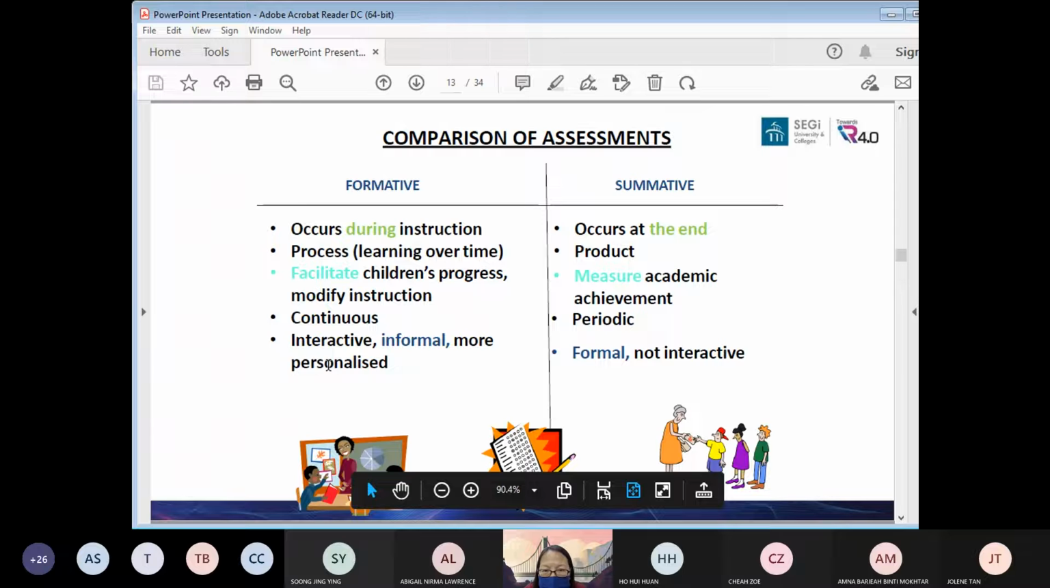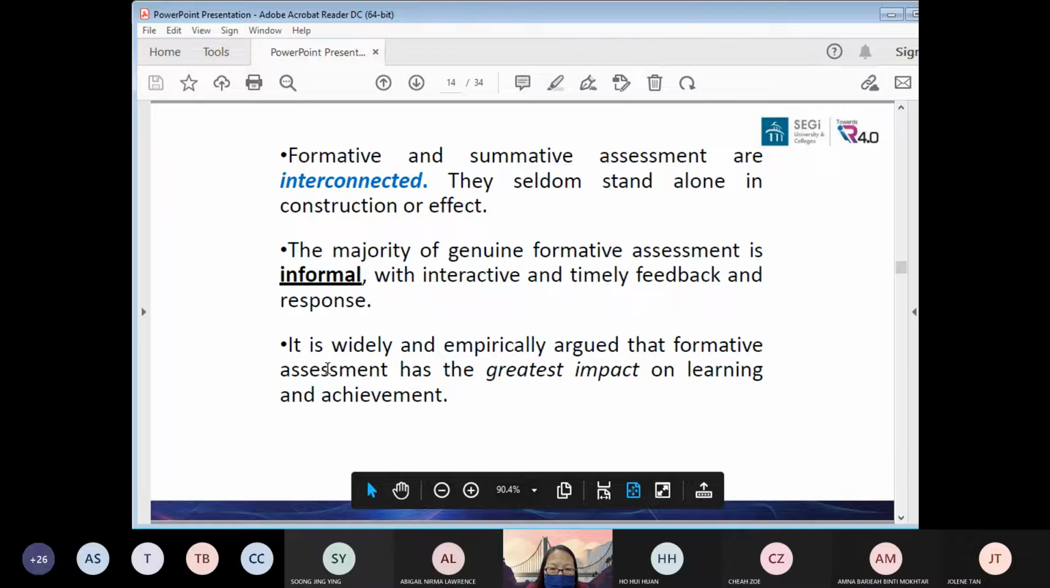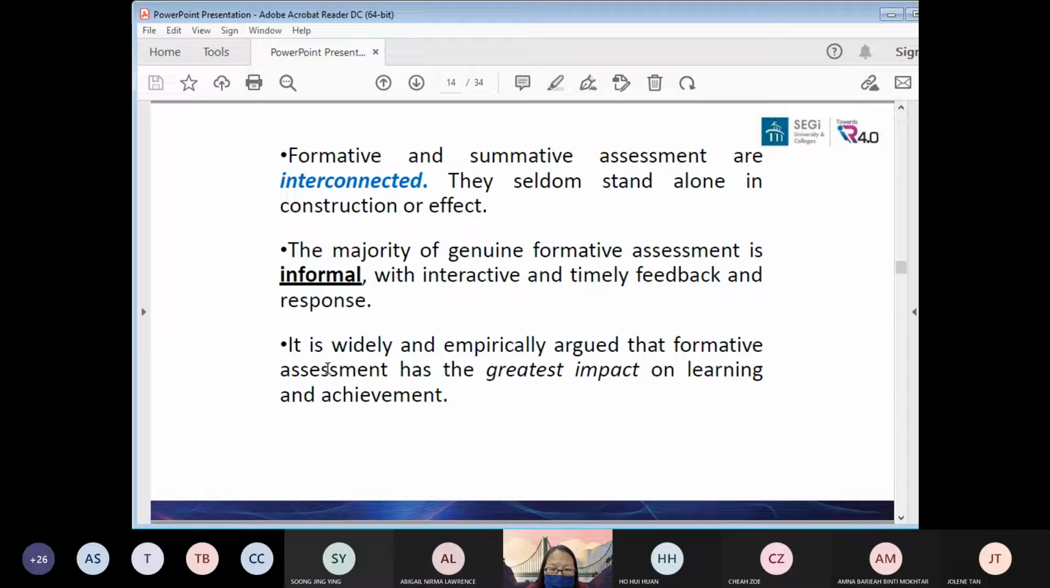Okay, bear in mind what I say, yeah? All right, formative and summative assessment are interconnected. They seldom stand alone in construction or effect. Okay, the majority of genuine formative assessment is informal. Formative is always informal. Okay, it's just like when we do our tutorials, when you do question answers, when we do quizzes, those are informal. Those are all formative. Okay, and I ask you to be able to give me the answer.